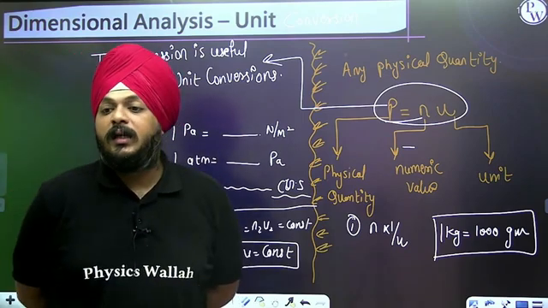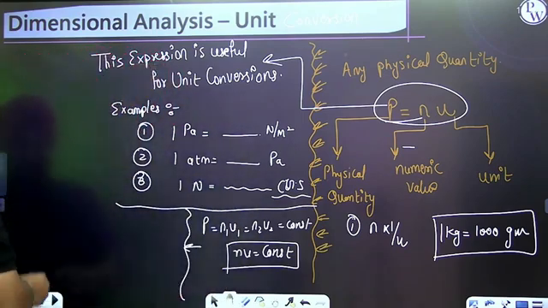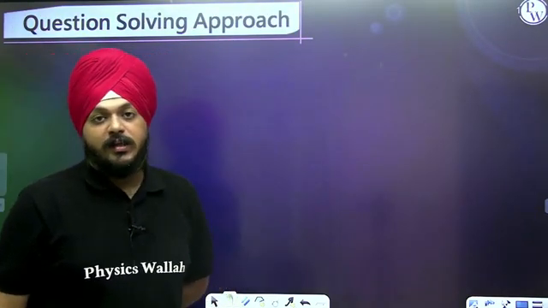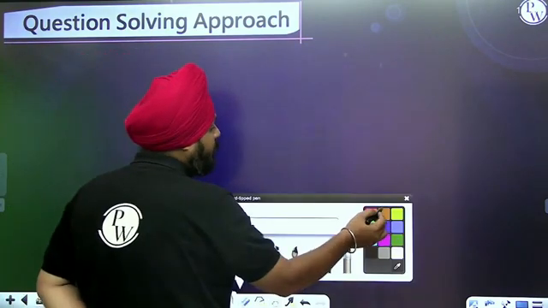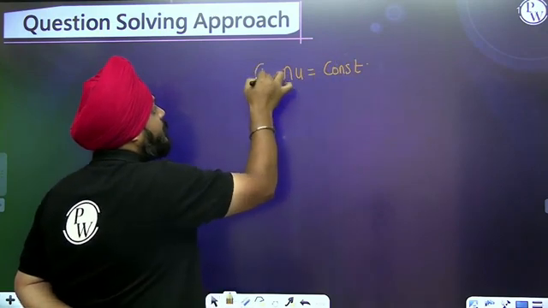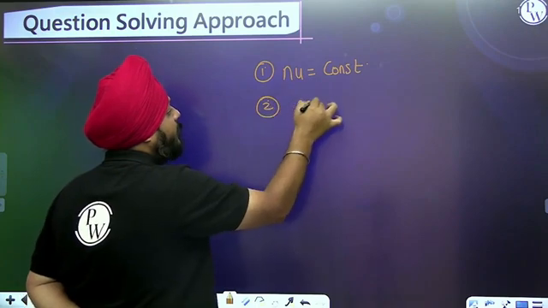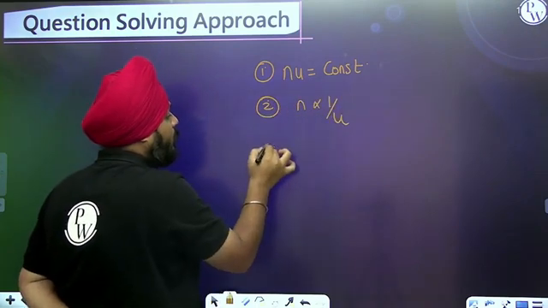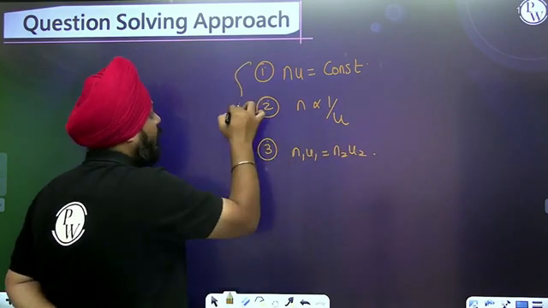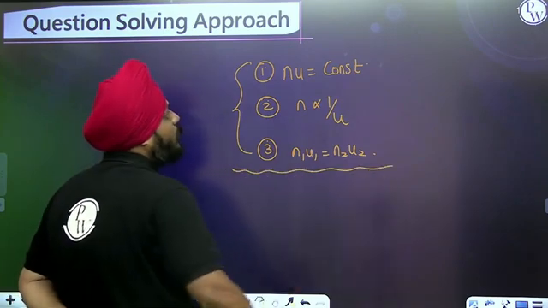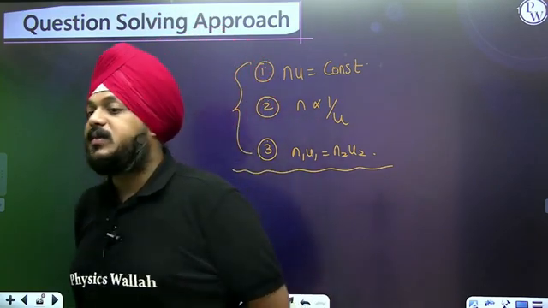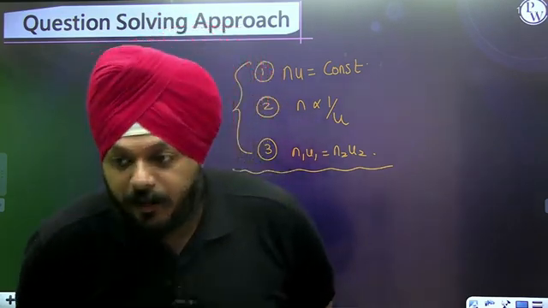This is one of the applications of dimensional analysis. Now what is the question solving approach? First, nu is always constant. Second, N is inversely proportional to U. The third one... using these three approaches, we are going to solve all of those questions on the basis of one of the applications of dimensional analysis.